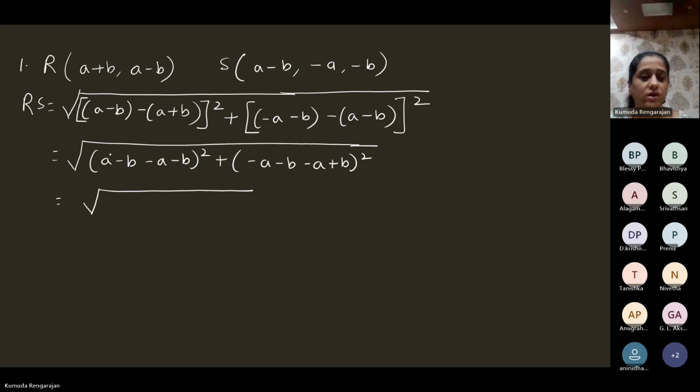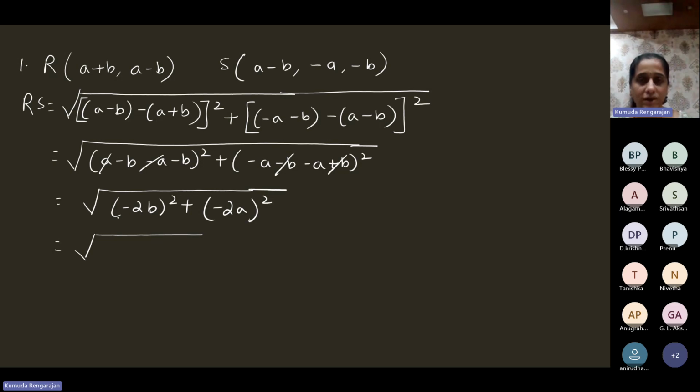which is the square root of a minus a gets cancelled, minus b is minus 2b, the whole squared, plus out here minus b cancels out, so minus 2a, the whole square, right? So this is the square root of minus 2b into minus 2b, so plus 4b squared, plus minus 2a into minus 2a, so plus 4a squared. Okay, now 4 is common. It's b squared plus a squared. So you can also write it as a squared plus b squared.